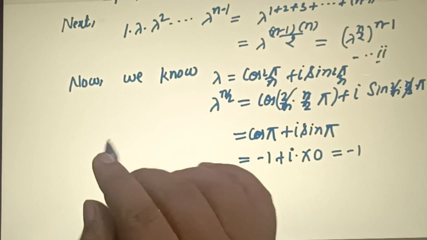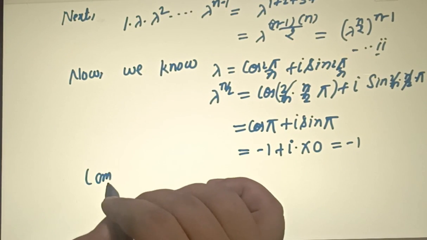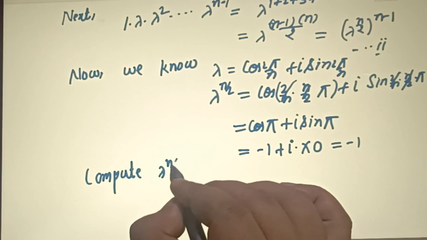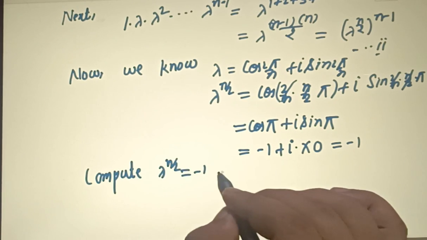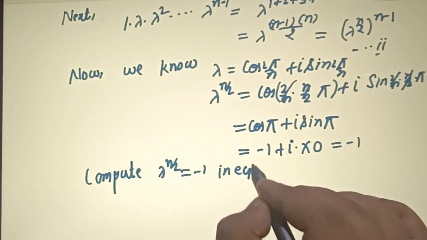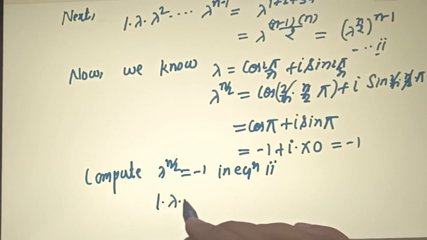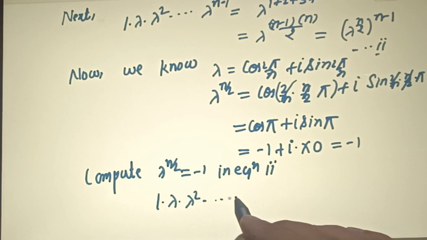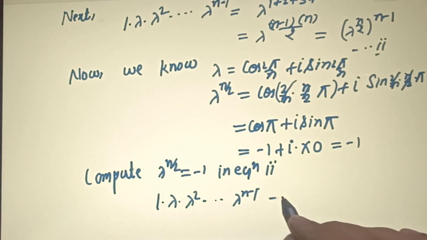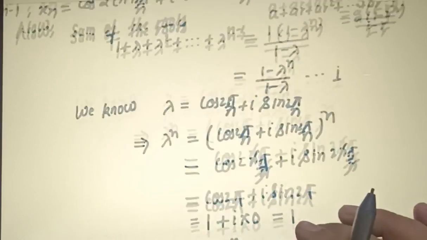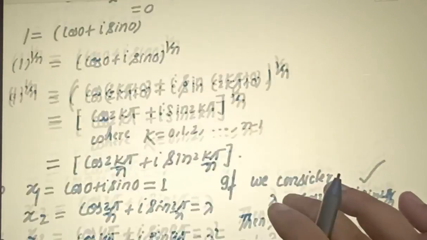So substitute lambda to the power n by 2 equals minus 1 in equation second. When you substitute in equation second, the product of the roots will give you minus 1 to the power n minus 1. Hence proved. Okay, so these were very easy questions to solve.